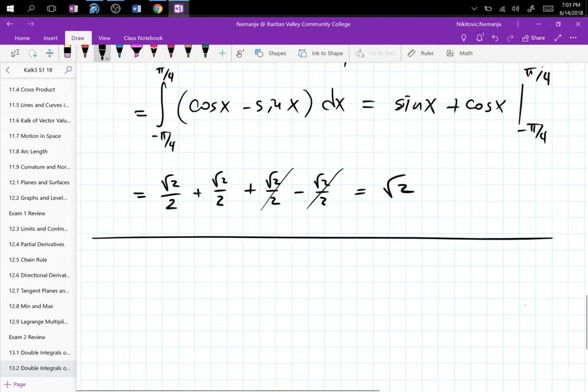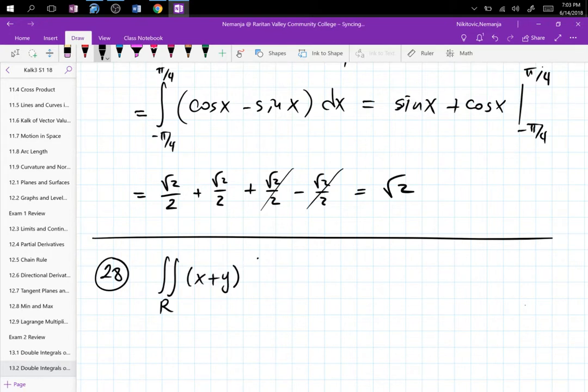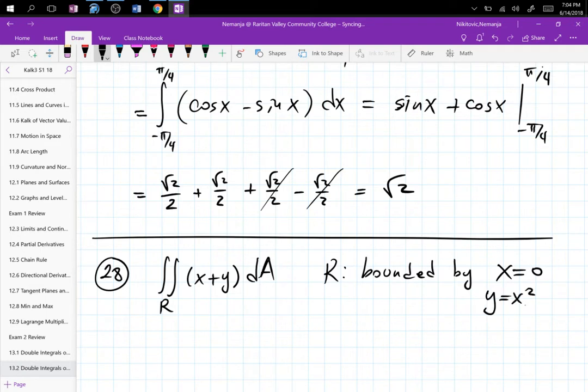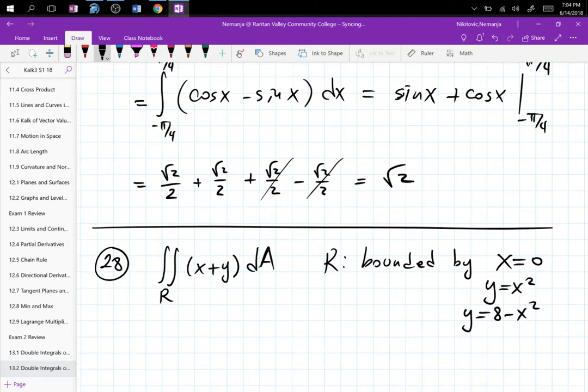Next problem is going to be exponentially spicier. Compute the integral of a region R, where R is bounded by x equals 0, y equals x squared, and y equals 8 minus x squared. Thanks, I hate it. Don't know how to do anything.